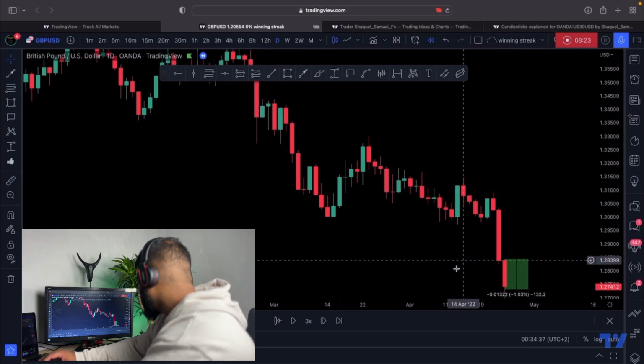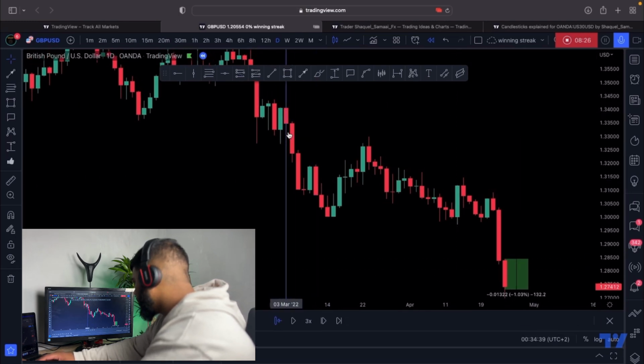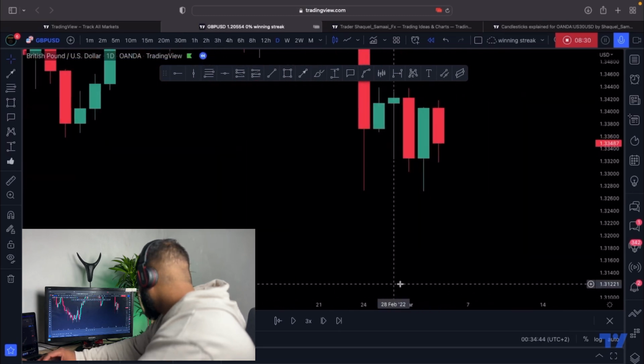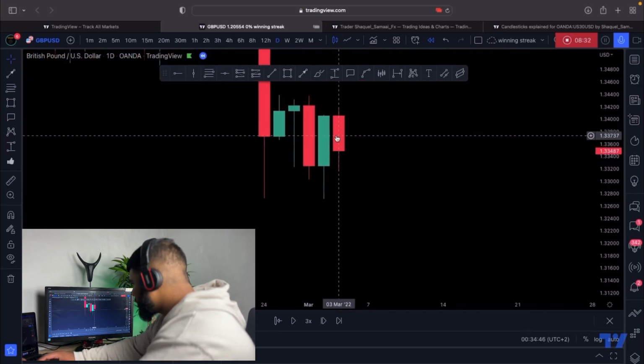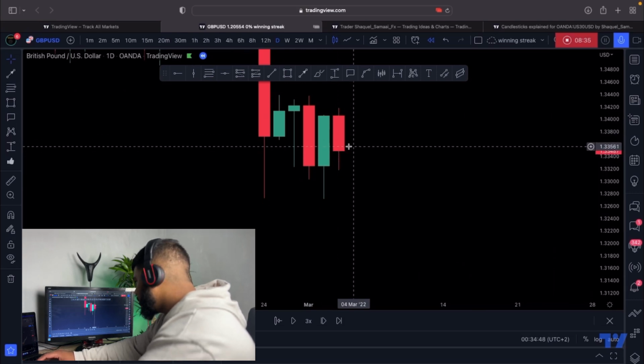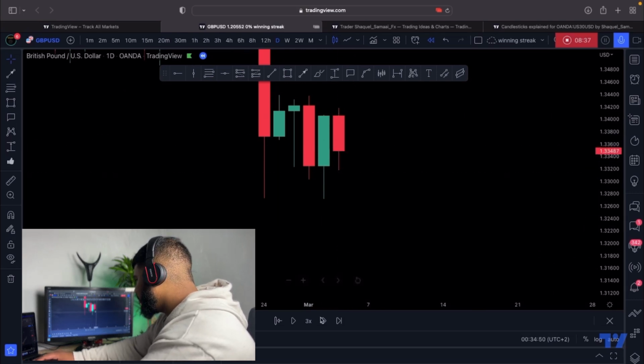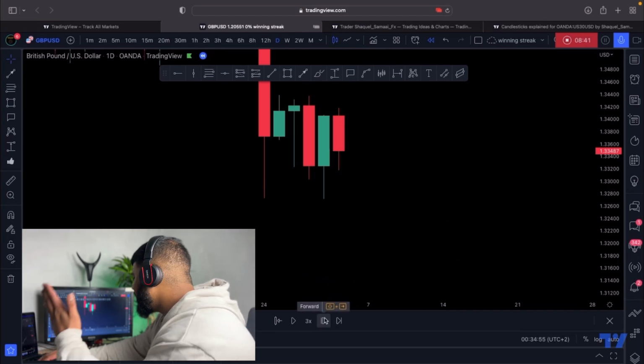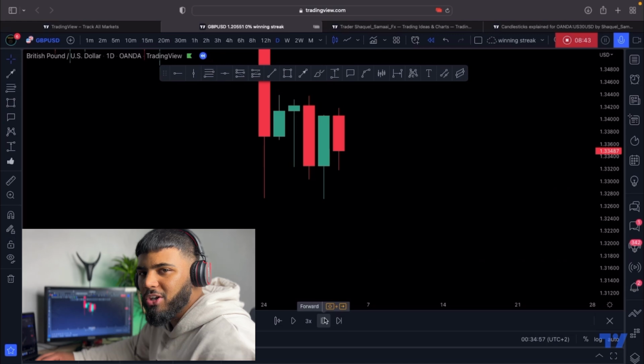Look here, it's a great example. If I just jump back towards here, right? Look at this, look at this beautiful one. Right here, you can see that there's a nice bearish candle. The next day, what are you going to do on the 4th? Are you going to buy or sell? It's a bearish candle. The next day you're going to be selling because the market closed bearish.